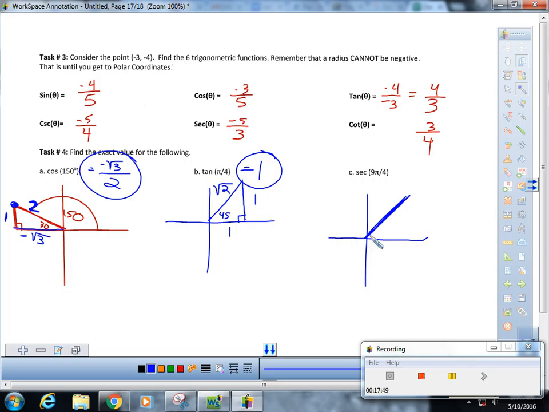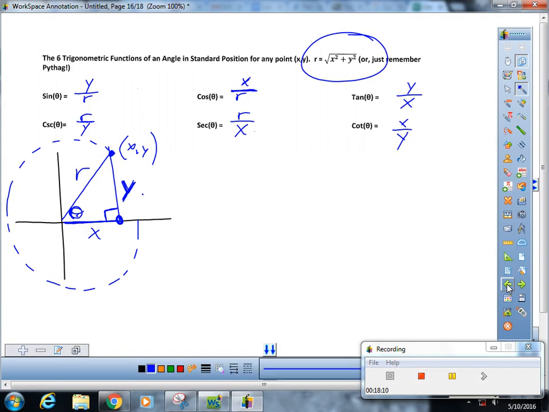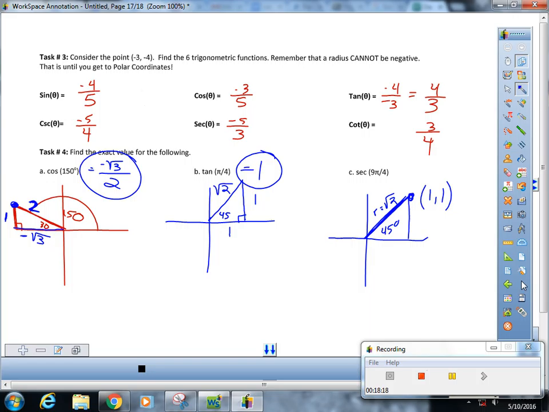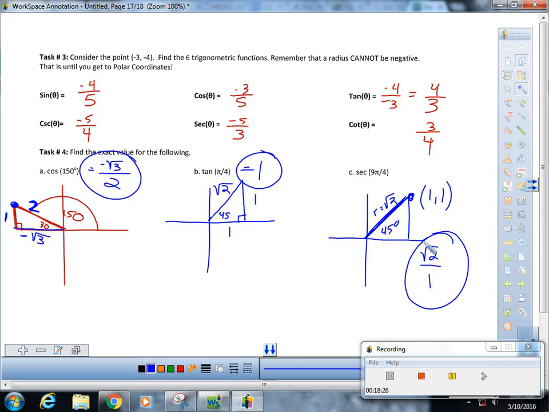Right? Now let me tell you another way you can do these. If you memorize the things, what's this point right here now that you know that this is 45 degrees? It's the point 1, comma 1. And what's our R? If you memorize these, and they want, what do they want here? Cosecant? They want secant. It's going to be R over X. So if you wanted to do a shortcut, you could say that this is radical 2 over 1. That's the answer. It's R over X. Okay? But that's the same thing that we're doing. There's really no difference. Yes, that's radical 2.